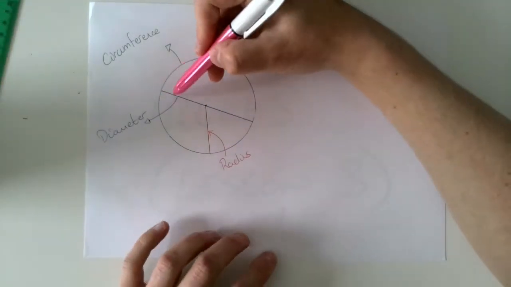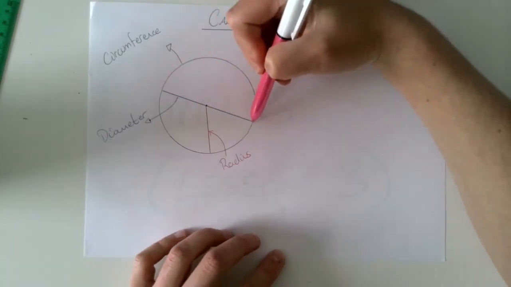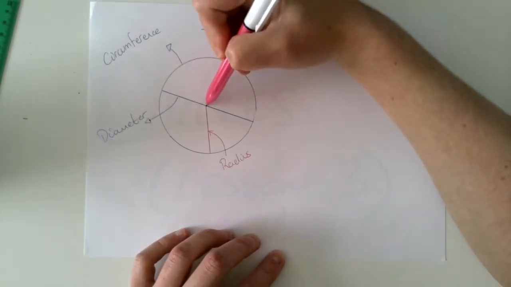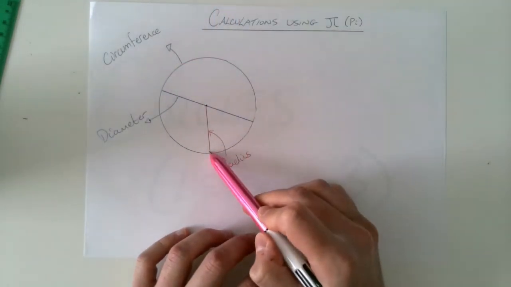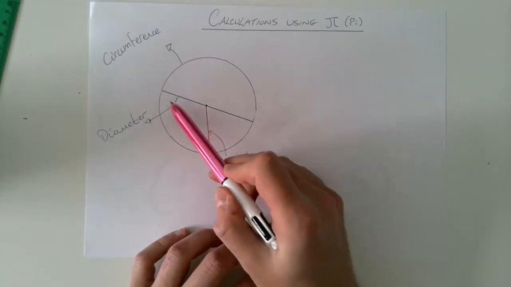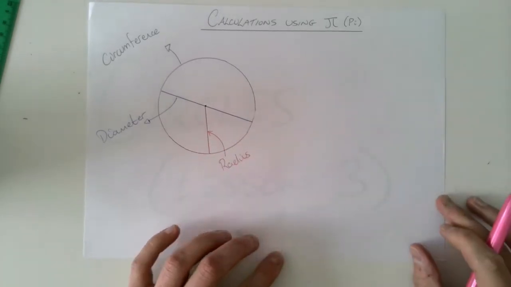Hopefully you can see that a diameter is made up of two radiuses that are joined together. There's a radius there and a radius there. So if you have the value of the radius, then you can double it to get the diameter. Or if you've been given the diameter, you can half it to find out what the radius is.